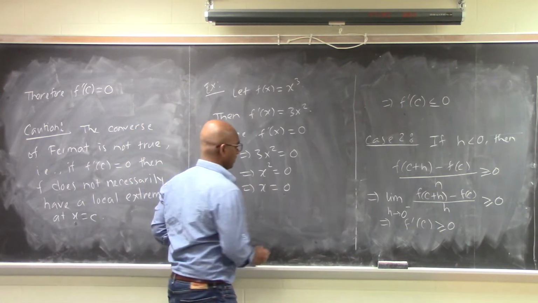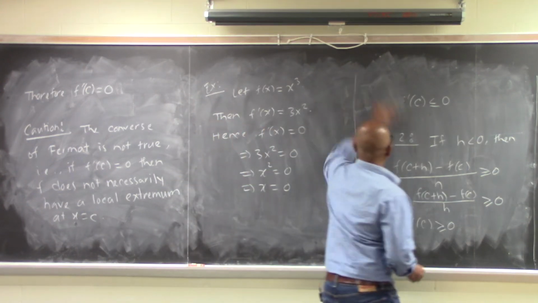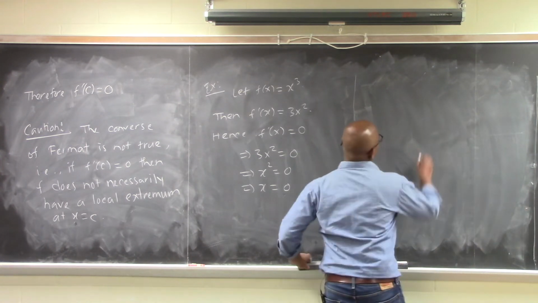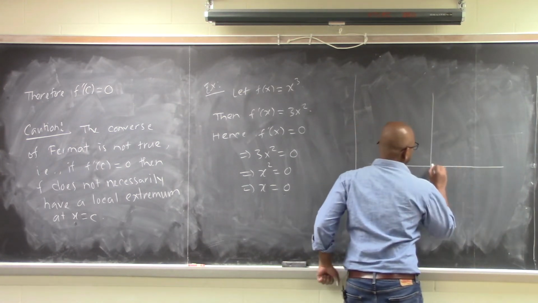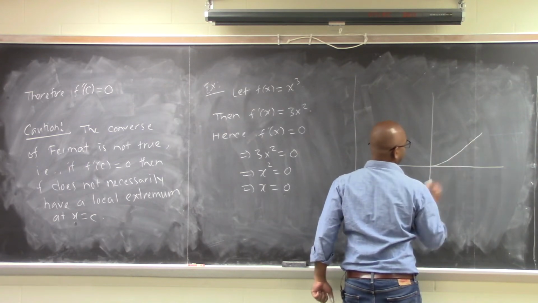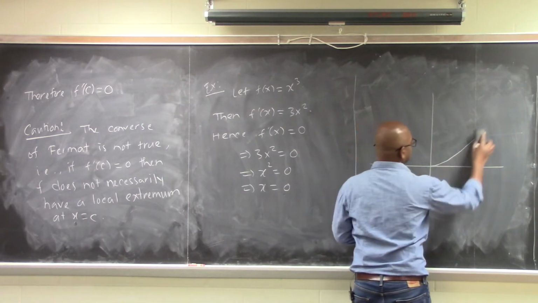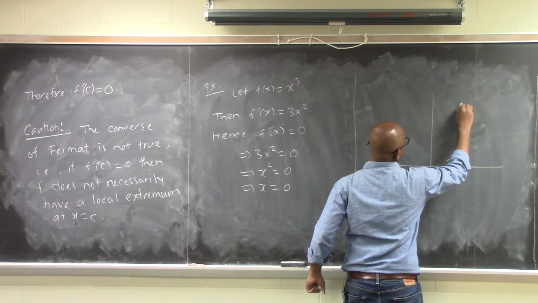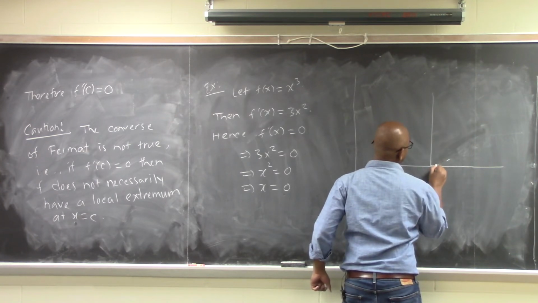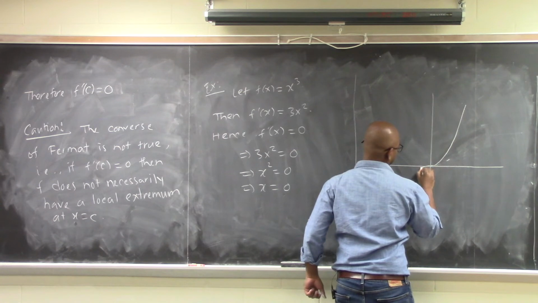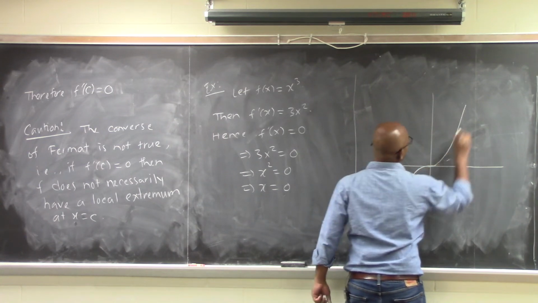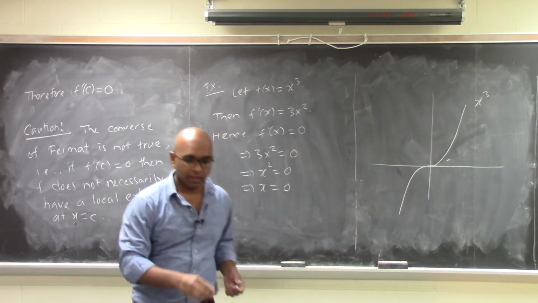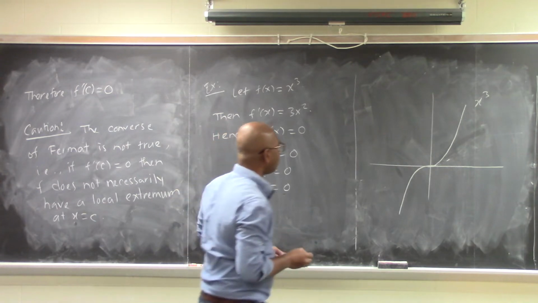So here is the picture of that. x cubed looks like this. It goes like this and then goes like that. Okay, so this is x cubed. Now notice we are focusing at the point x equal to 0. So this is 0.